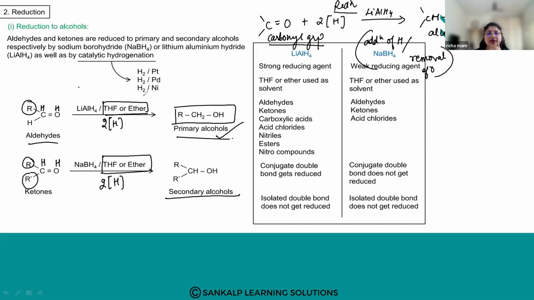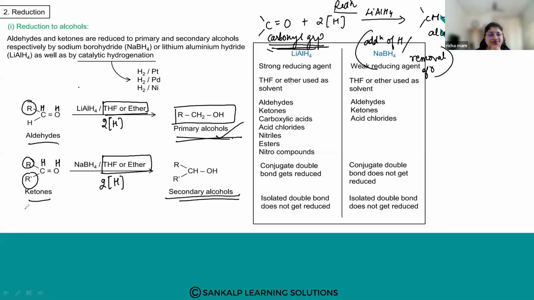So what we are doing? Whenever we have a carbonyl group and we do reduction on that, we are going to get an alcohol. Respectively, when we have aldehydes, it will give you a primary alcohol. When we have ketones, we will get a secondary alcohol.